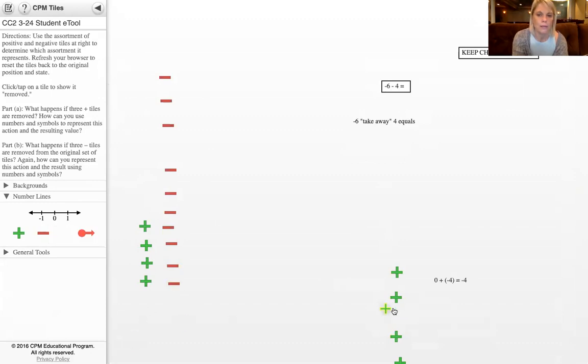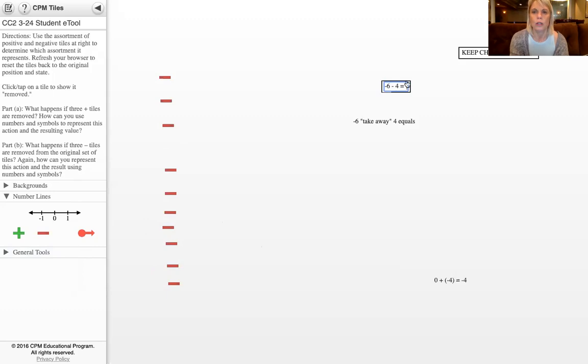So I made 4 0 pairs. So now what do I do to get my answer? What do I have to do to this picture to get my answer? Take away 4. 4 positive or 4 negative tiles? Take away 4 positive. Yes, positive. So if I take away these 4, I then have my answer, which is -10. My answer is now -10.